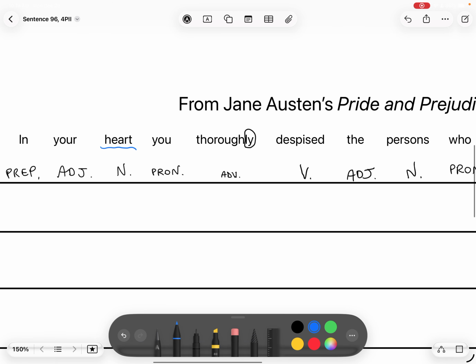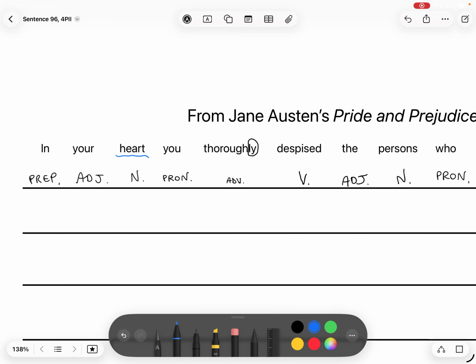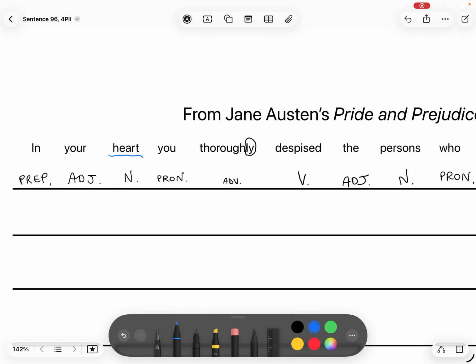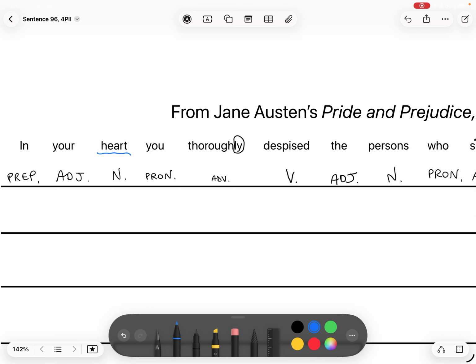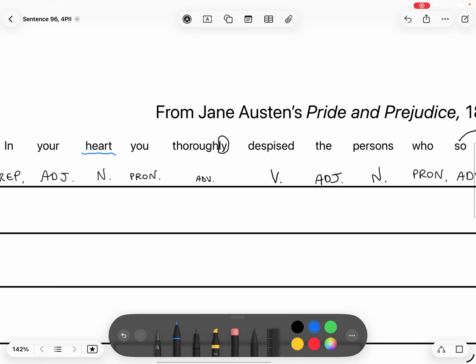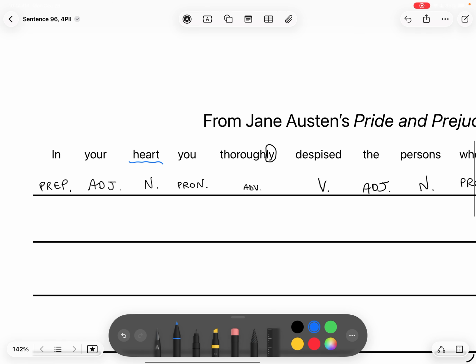To figure out if this is really the subject or not, we can look at the rest of the sentence for some context. If, let's say, heart was the subject, we'd have heart, and then where would the predicate be? Well, we have despised here. This could be a predicate. We could have heart despised. But the heart isn't doing the despising. It's you that's really doing the despising. The heart isn't despising anyone.